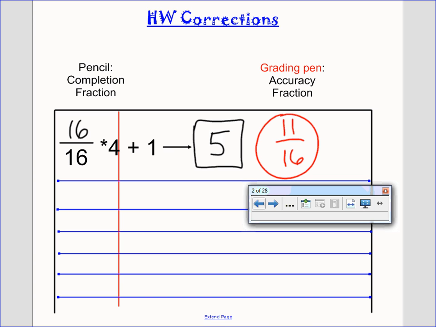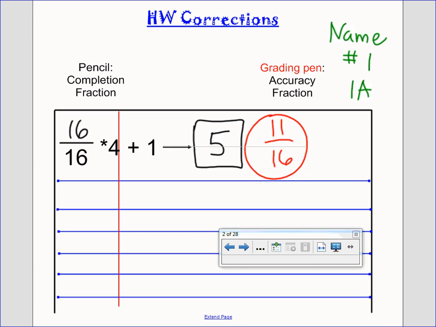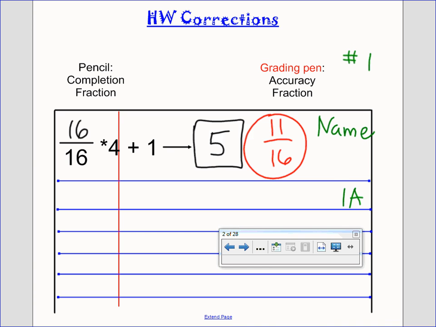All right, so now we've got to make sure we've got our name on the top right. We've got our assignment number. This is assignment number 1, and we've got our section. Our section is 1A. So we're going to put that on the top right of our paper: our name, assignment number 1, and 1A. Make sure you have this on the top right of your assignment.